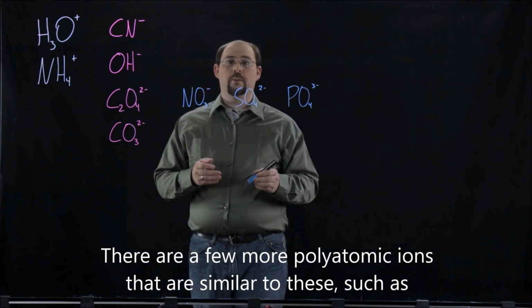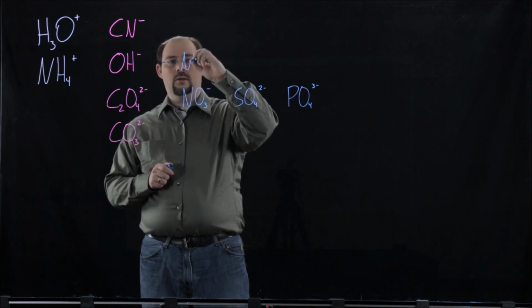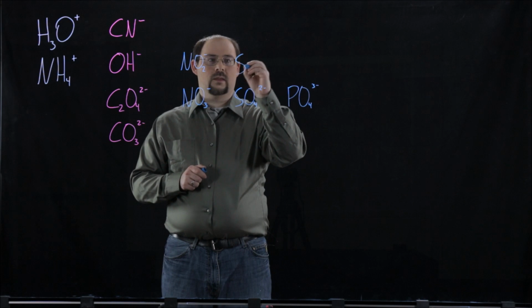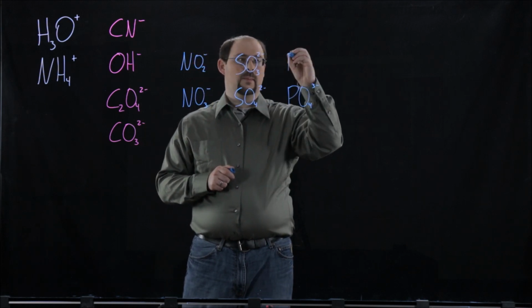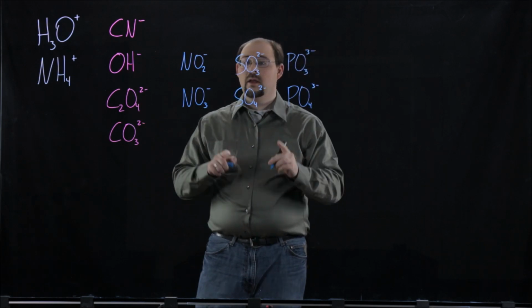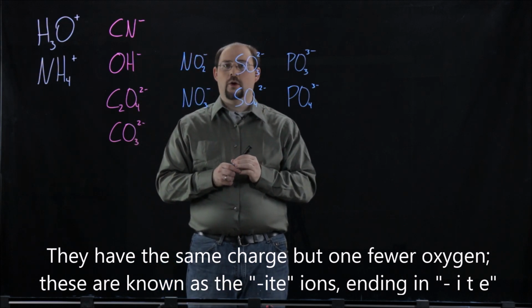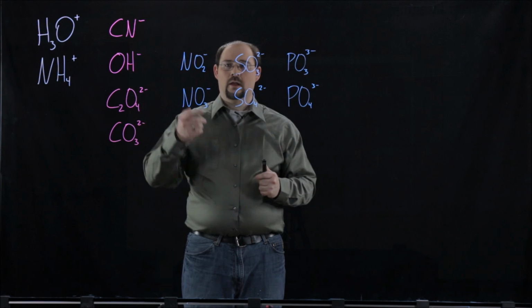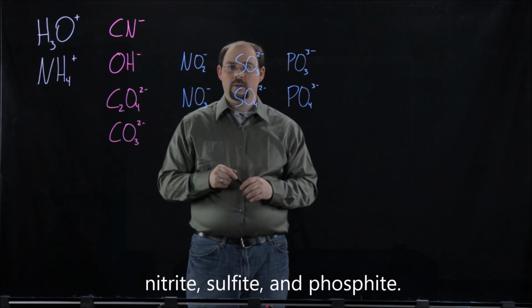There are a few more polyatomic ions that are similar to these, such as NO2-, SO3 2-, and PO3 3-. They have the same charge but one fewer oxygen. These are known as the ite ions, ending in ITE: nitrite, sulfite, and phosphite.